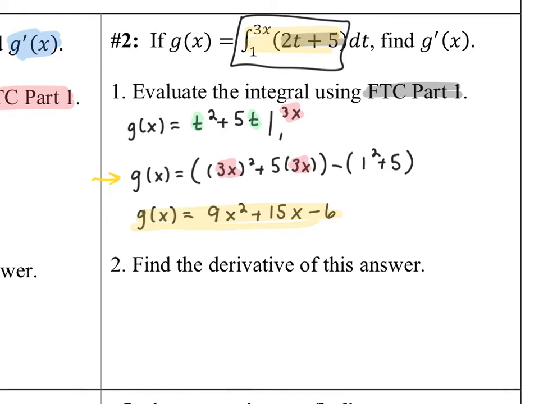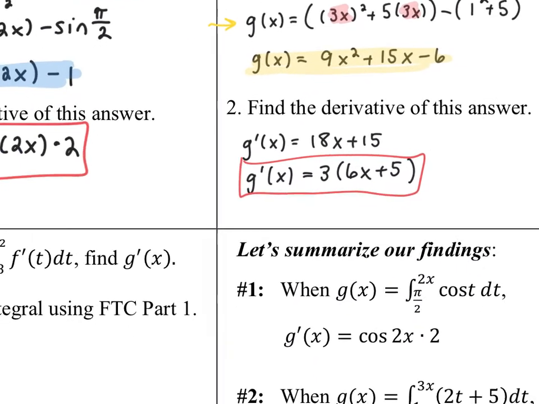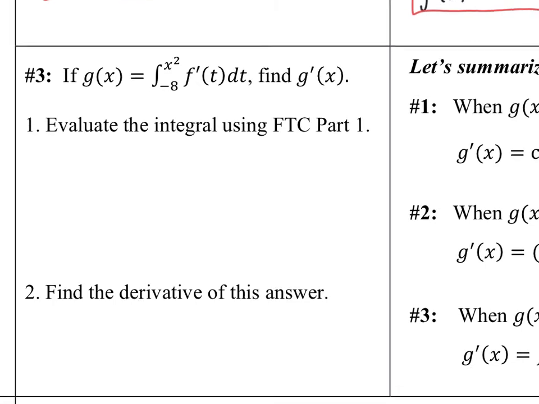This question wanted me to find g prime, and I'm now ready to find g prime. Using my power rule for derivatives, I bring down the power and subtract one from the power. Gives me g prime of x equals 18x plus 15. I spot a common factor of 3 that I'm going to factor out. Here is my final g prime of x expression. Let's take a look at one more example, and I think you'll see what's going on here.